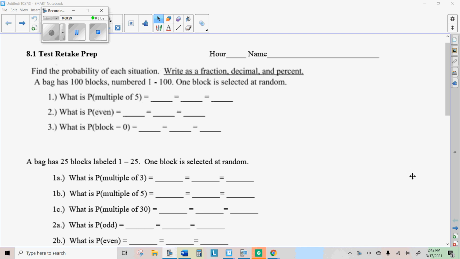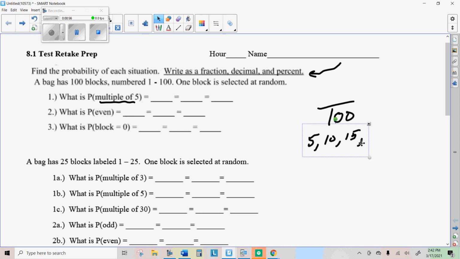All right, so this is about probability. Now, when you do probabilities, you can write them three ways: a fraction, a decimal, or a percent. And fraction and ratio are really the same thing. So we have 100 blocks, so we're out of 100. We want to know the probability that it's a multiple of 5. So we have to do these numbers: 5, 10, 15, 20, and so on. So actually we could just do 100 divided by 5 to figure that out, which is 20 out of 100. So we could write 20 out of 100.